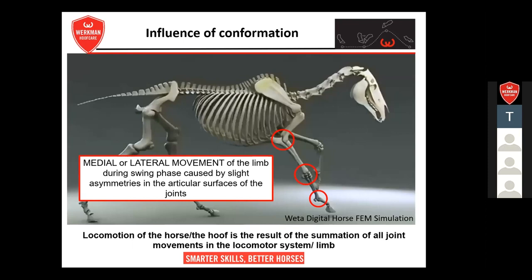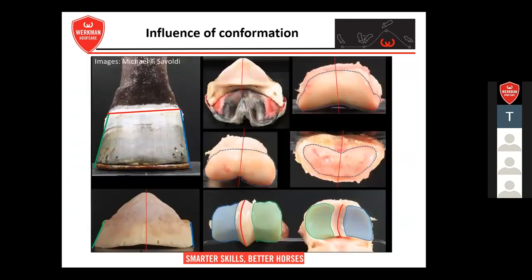And this is also interacting with slight asymmetries in the articular surfaces of the joints. We saw it already. I explained it for breakover and for swing phase, and I can just repeat it for landing again. If we see these small asymmetries in the joint surfaces, we will definitely have some deviation from the sagittal movement.